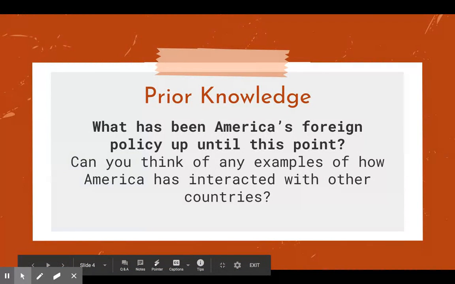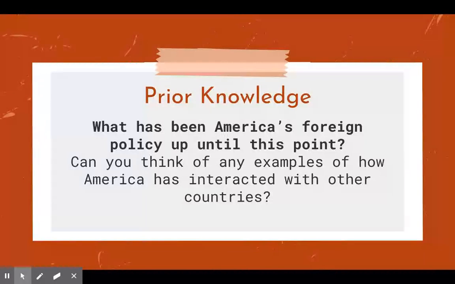Now, this is going to be one of the topics we talk about. I'll share some answers in this lecture, but one of the topics we're going to discuss in class is what has our foreign policy been in America up until this point? This point meaning the 1890s. So starting from George Washington's presidency to the 1890s, how has foreign policy in America changed? Are there any examples of how America has interacted with other countries? So make sure you have an answer ready for this question.